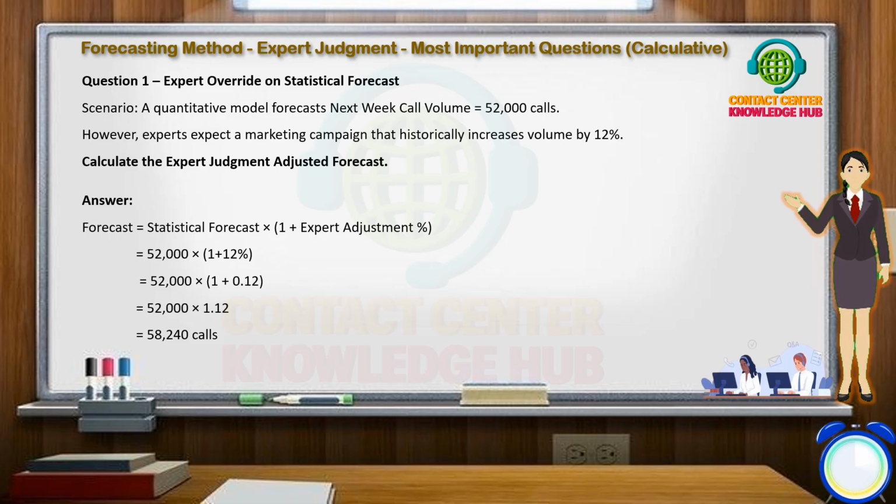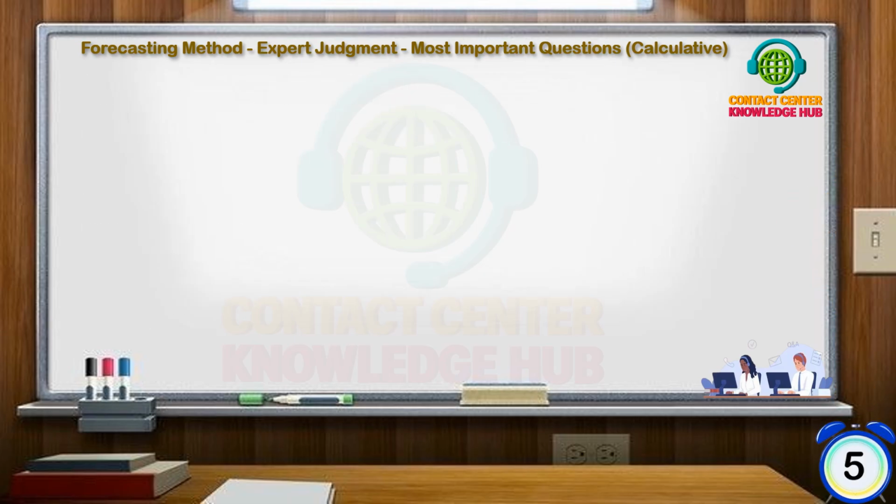Substituting the values: 52,000 multiplied by 1 plus 0.12. This simplifies to 52,000 multiplied by 1.12. When calculated, the expert judgment adjusted forecast equals 58,240 calls. This final number reflects a balanced forecast, combining statistical modeling with real-world business insight.